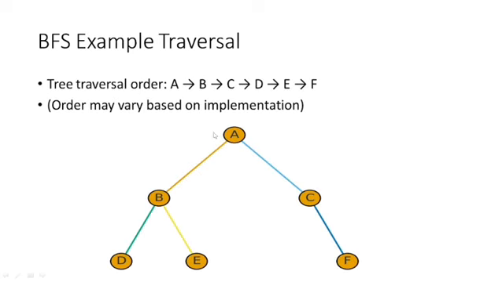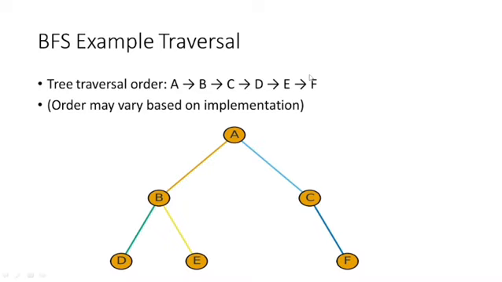Now, how does the BFS algorithm traverse the tree? Starting from node A, the search algorithm will visit node B, then at the same level it will visit node C. After that, it will visit node D, then node E, then node F. We can see the tree traversal order: A to B, B to C, C to D, D to E, and E to F. That is our best first search algorithm.